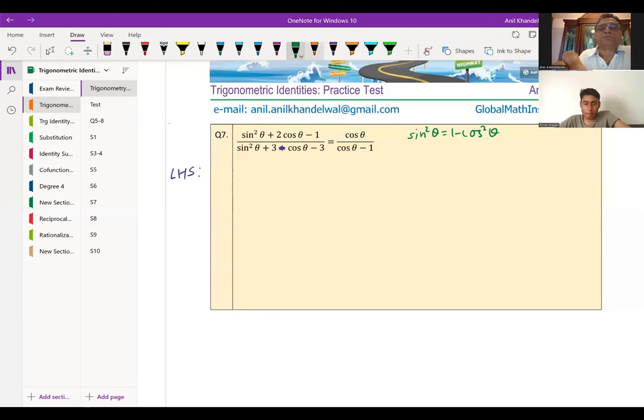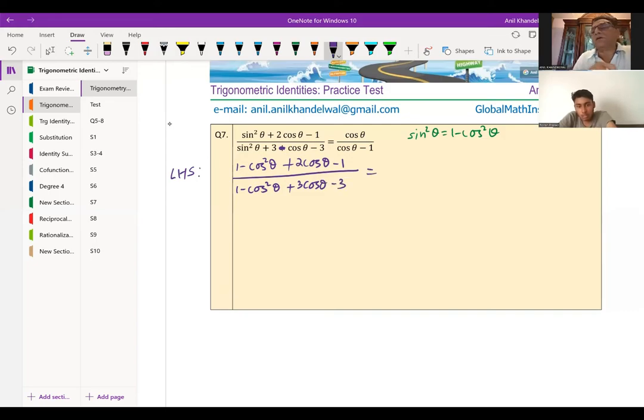So let's do that. We write the left hand side as 1 minus cos square theta for sine square theta, correct? Then we have plus 2 cos theta minus 1, divided by sine square theta, again written as 1 minus cos square theta, plus 3 cos theta minus 3. So we have turned each term into a cosine function, right? Now it's easier to factor, correct?